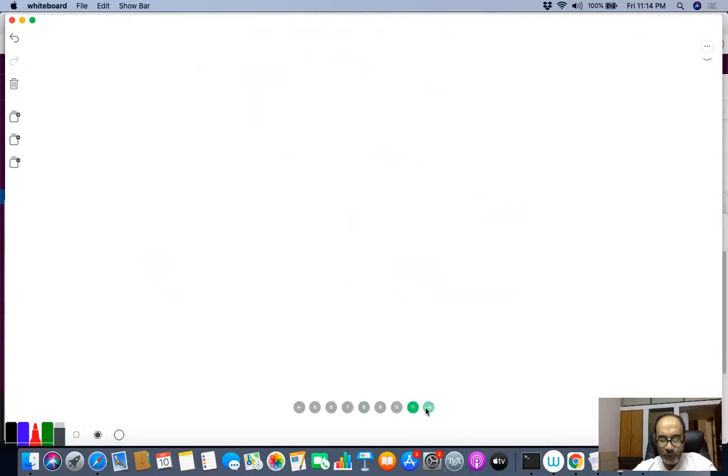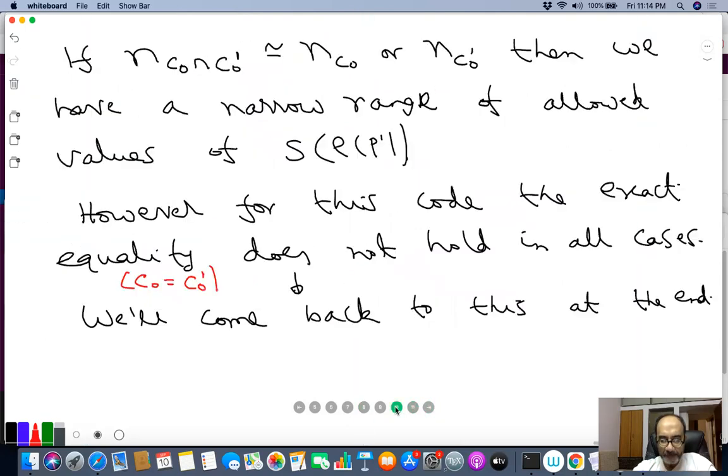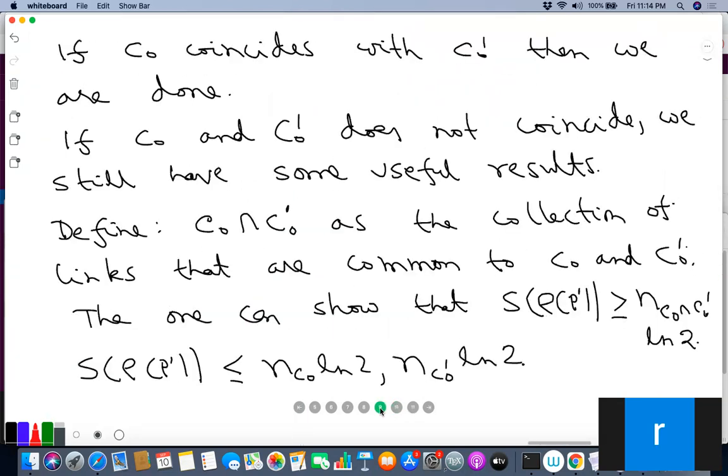But as I said, eventually it doesn't quite work, because this equality doesn't hold in all cases. Even in the case where the equality is not exactly true, this C0 intersection C0 prime will be my minimal cut, right? Because that condition still holds that if M and N are isometries, then we have a minimal cut.